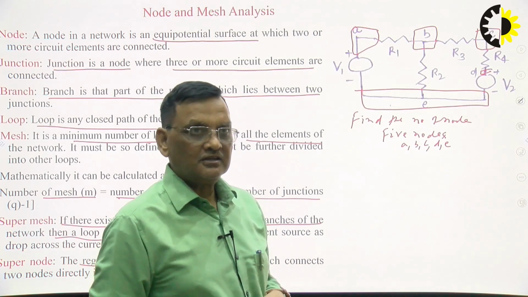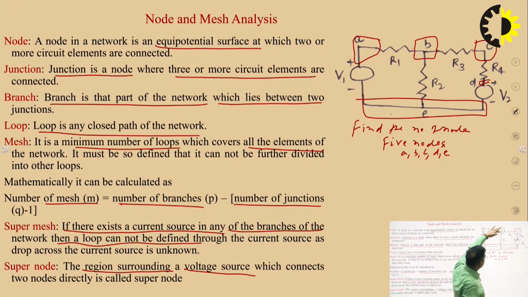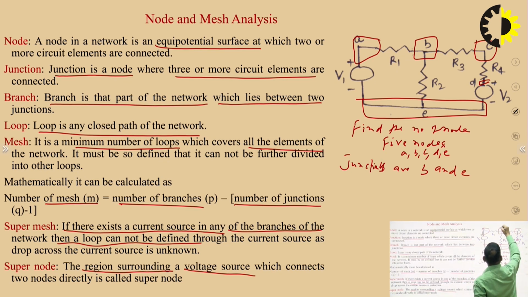How many junctions? A junction is a node where 3 or more circuit elements are connected. Here we can see that the junctions are B and E. So there are 2 junctions. At B, R1, R3 and R2 are connected, and at junction E, voltage source V1, voltage source V2 and R2 are connected. So in this given network there are 2 junctions.